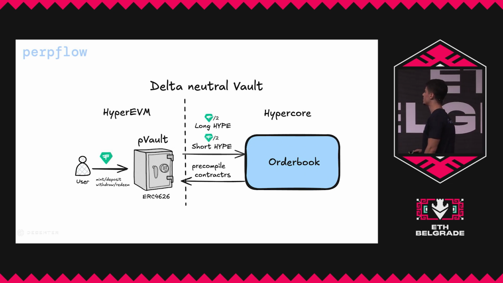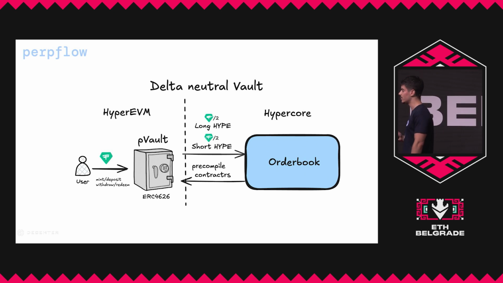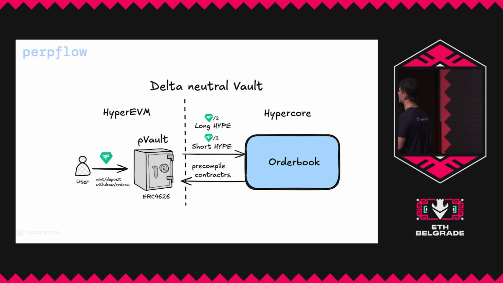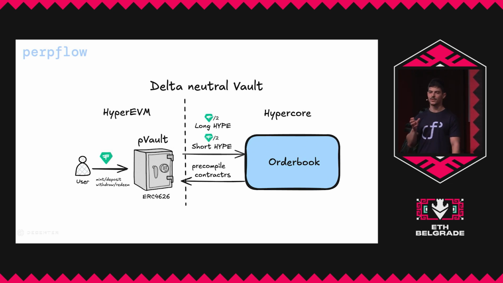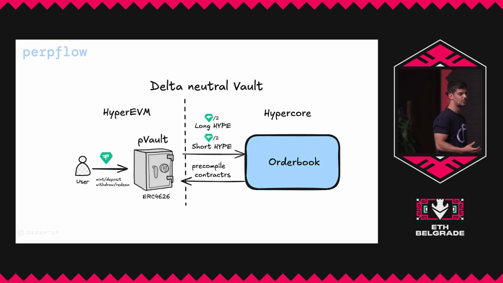What we plan to do is to deploy a classic ERC-4626 vault on HyperEVM, where users would just deposit the collateral asset and get a share of our vault. In this case, the collateral asset is USDT. And through the write precompiles, this vault will execute the transactions on L1, creating this delta neutral position.